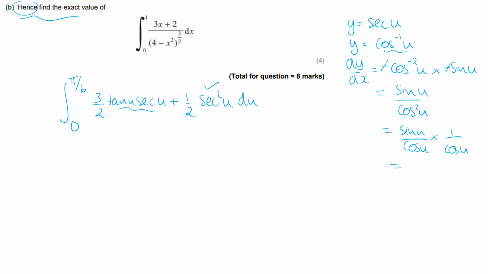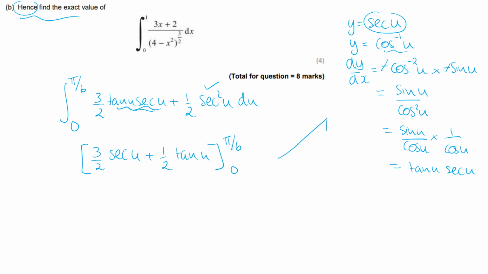So sec u differentiates to tan u sec u, and we've got to integrate that, so that's just going to integrate back up to sec u. So you either know that one and have learnt it, or just follow that along to see how it's going to work. So this is just going to all integrate to 3 over 2 sec u plus half of tan u, and we're going from 0 to pi by 6.